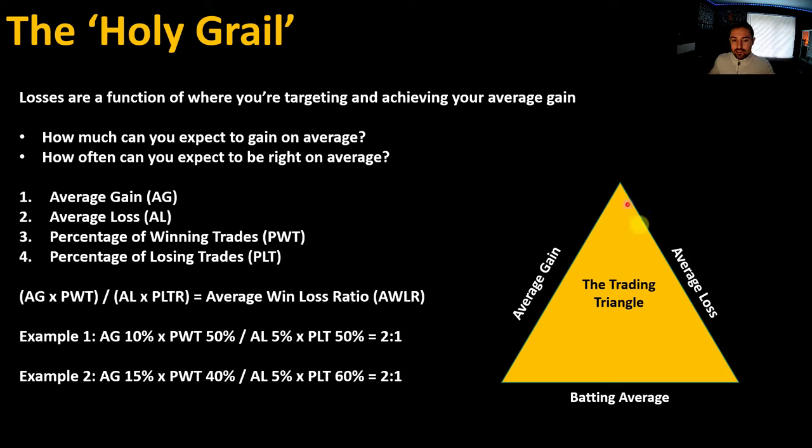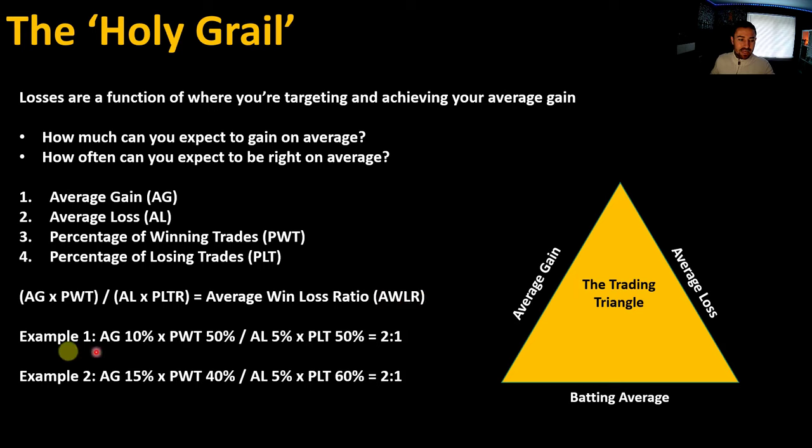So we have the trading triangle. We have average gain, average loss, and we have the batting average. So the holy grail: we have the average gain times the percentage of winning trades divided by the average loss times the percentage of losing trades equals the average win-loss ratio. And you want that to be positive, preferably 2-to-1. So that there is the average win-loss ratio.